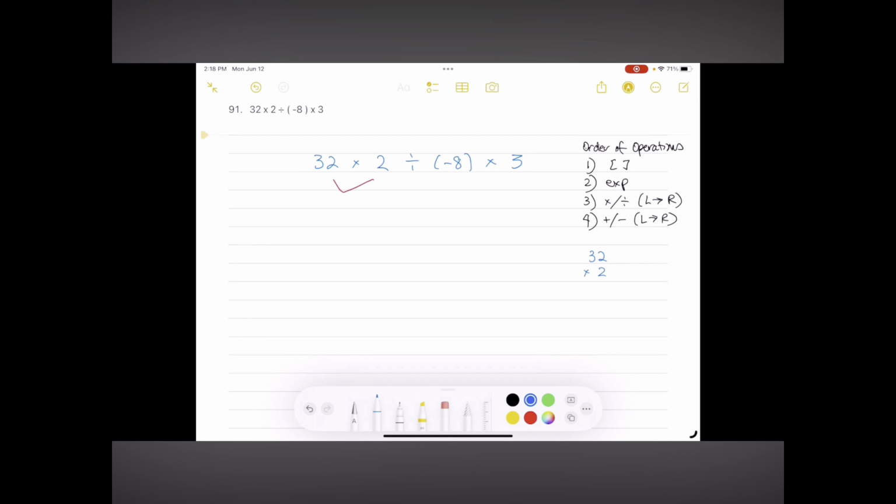So first, 32 times 2. 2 times 2 is 4, 2 times 3 is 6. So that's 64. Write down the rest of the equation. 64 divided by negative 8 times 3. Now I do 64 divided by negative 8, which will be negative 8. Write that beneath and bring down times 3. So finally we have negative 8 times 3 will be negative 24. Box your answer.